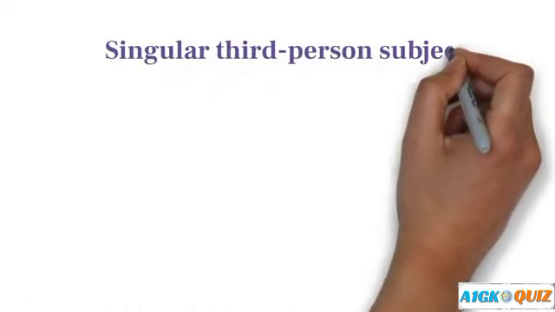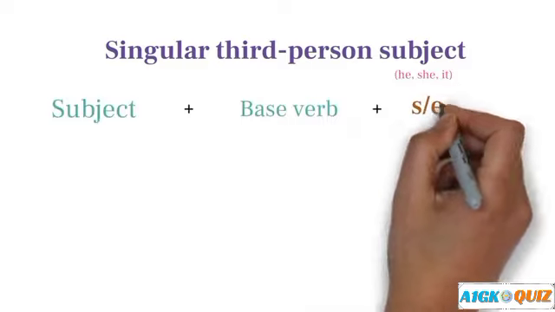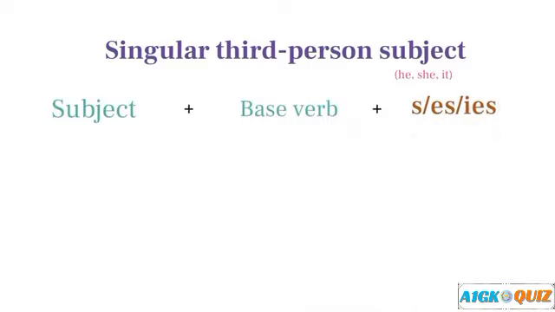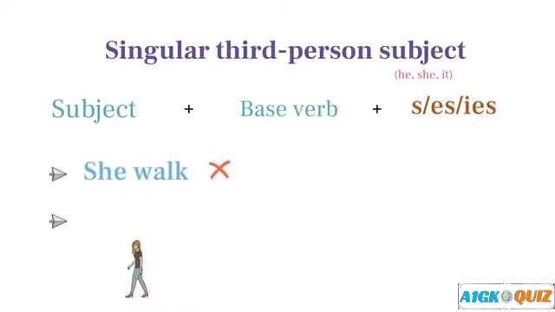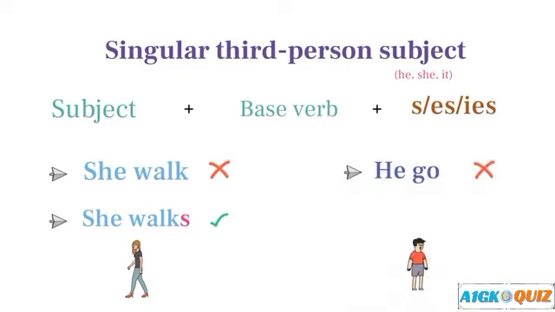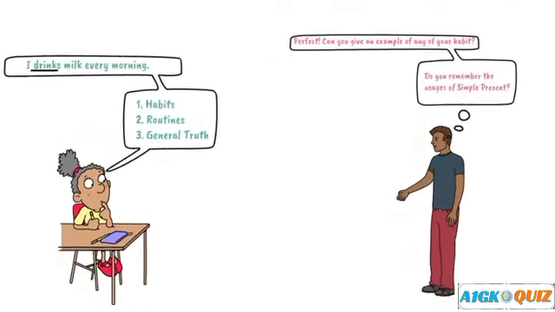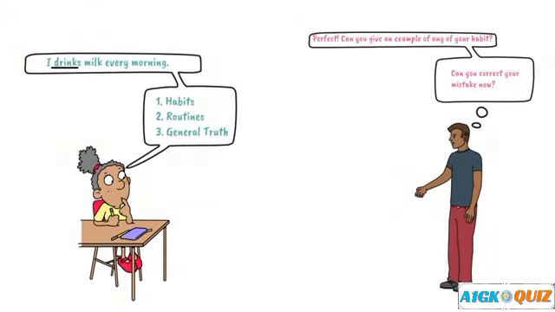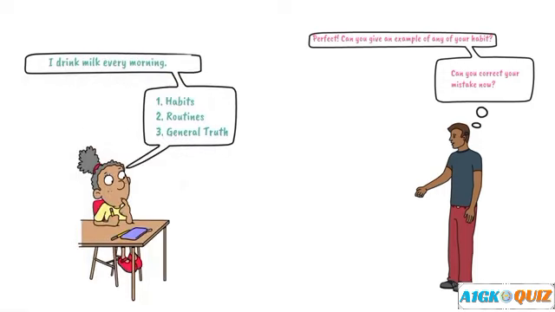But wait, there's a twist for singular third person subjects: he, she, and it. We add s, es, or ies to the base verb. For example, she walked is incorrect. The correct sentence is she walks. And he go is incorrect. The correct sentence will be he goes. Now, can you correct your mistake? Yes, the sentence will be I drink milk every morning.